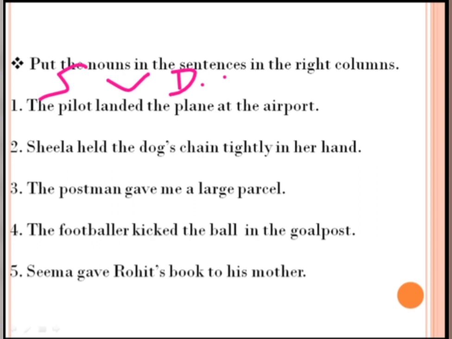Next, at is given. At is a preposition. Preposition means it shows the place. So ask the preposition question with where. Where did it land? At the airport. So what is it? Object of preposition.